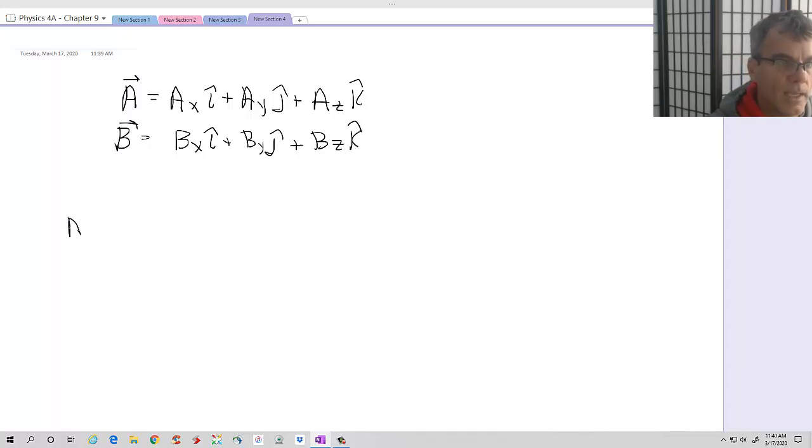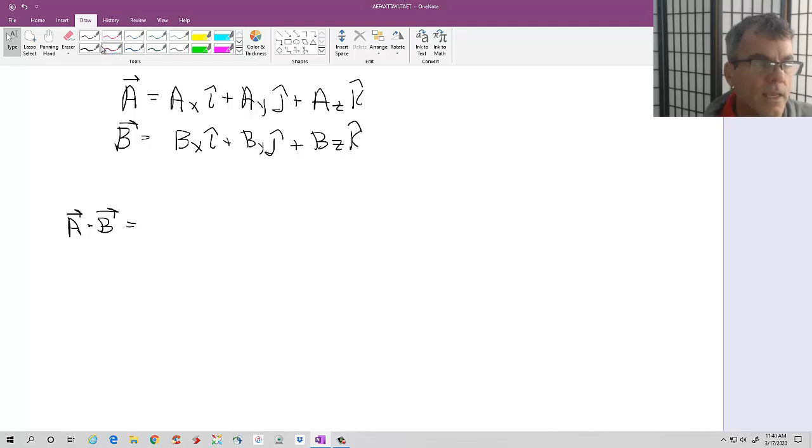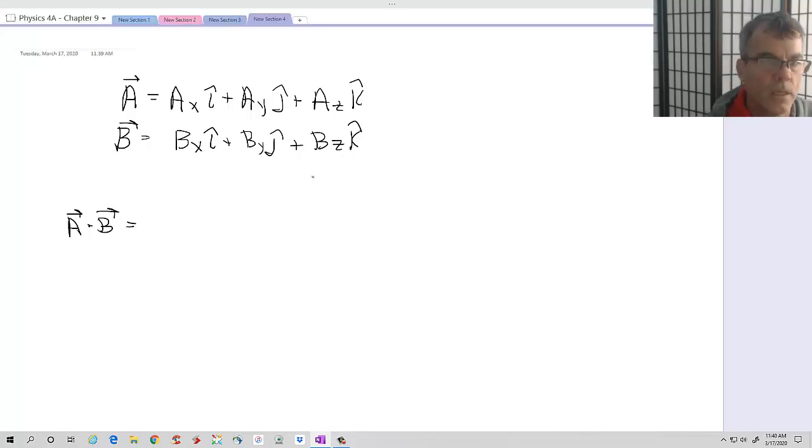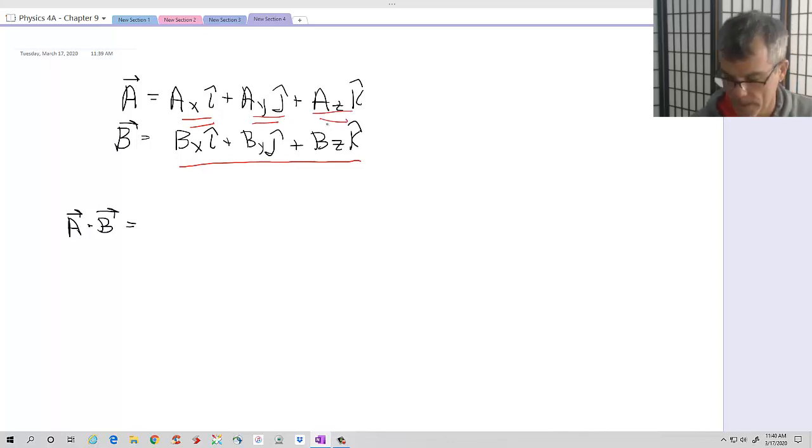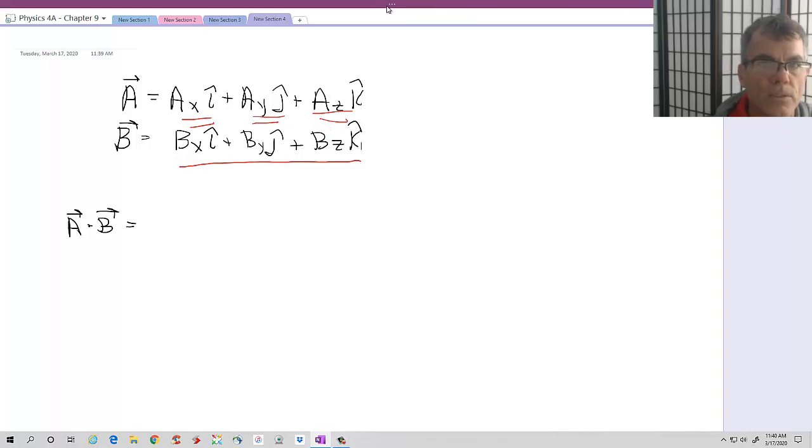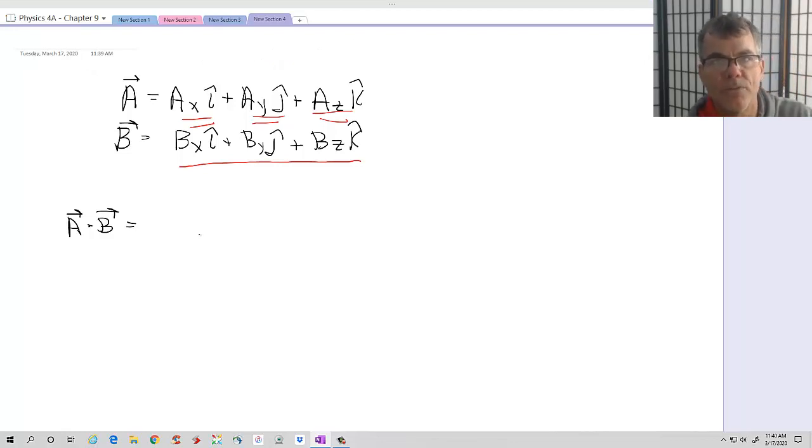Now if I do a dot b, what I'm really doing is taking ax i and dotting it into all three of these for b, taking ay j, dotting it into all three of these, az k, dotting it into all three. So the end result is we're going to have 9 different terms. Of those 9 terms, only 3 are going to survive.